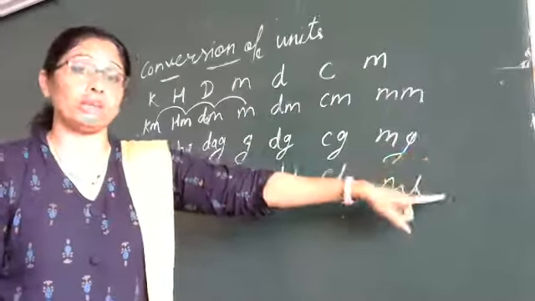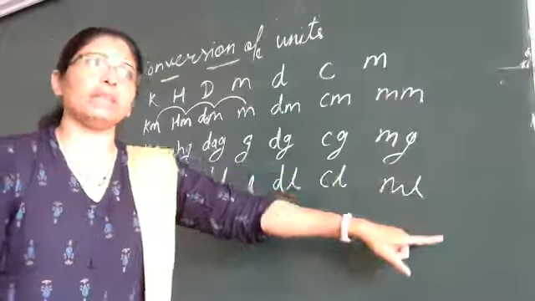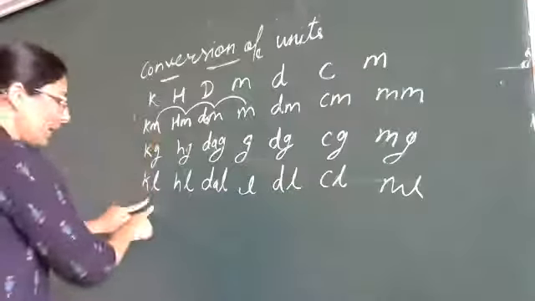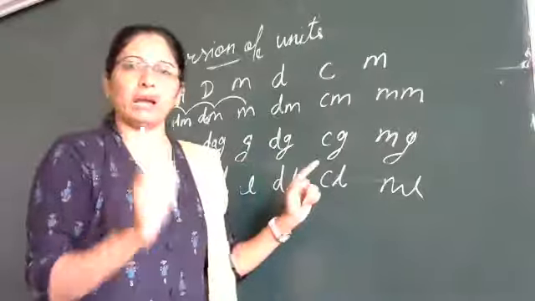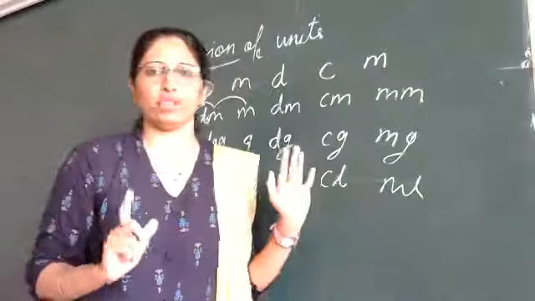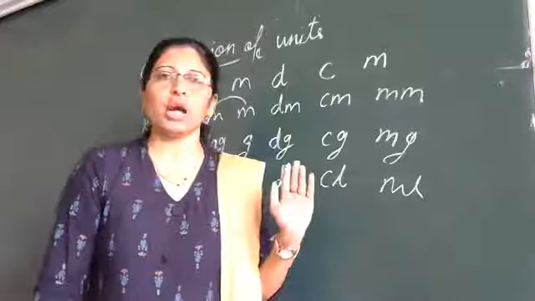I had shown you first something, kg. That is division. So you have to remember, when we are converting greater value to smaller, we have to multiply. Smaller to greater, we have to divide. Only that much. Understood now?